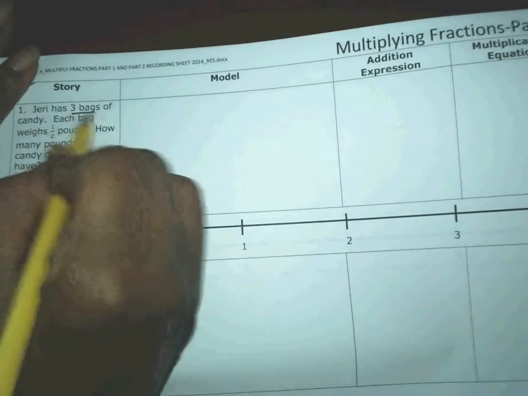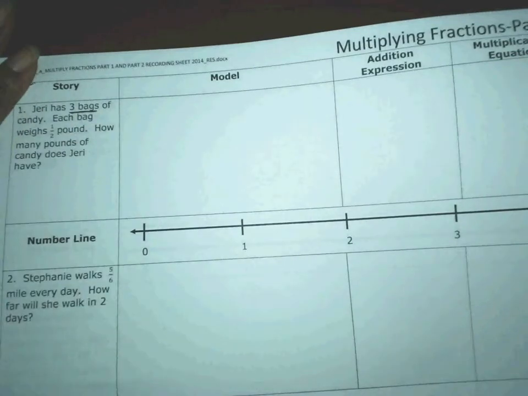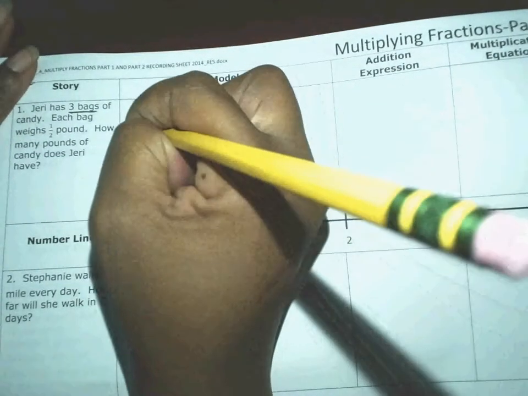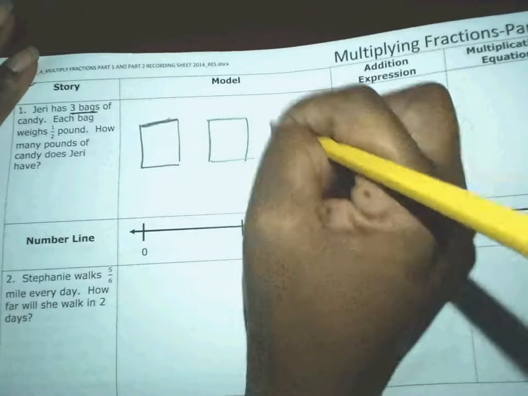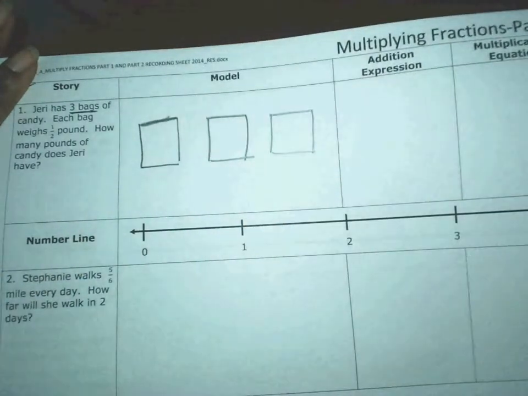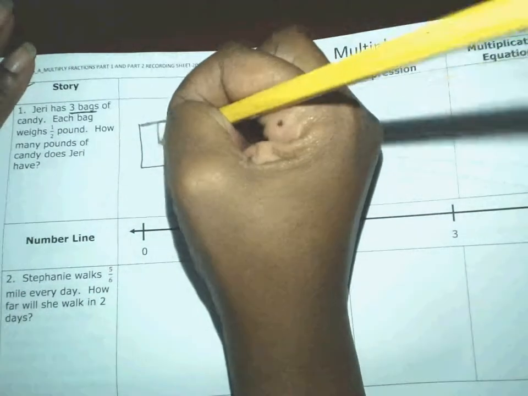It says how many bags? 3. So if I were a 5th grader, I might draw 3 boxes. Exactly. All right, and it says each of the bags weighs 1/2 pound. So each of the bags weighs a half pound.